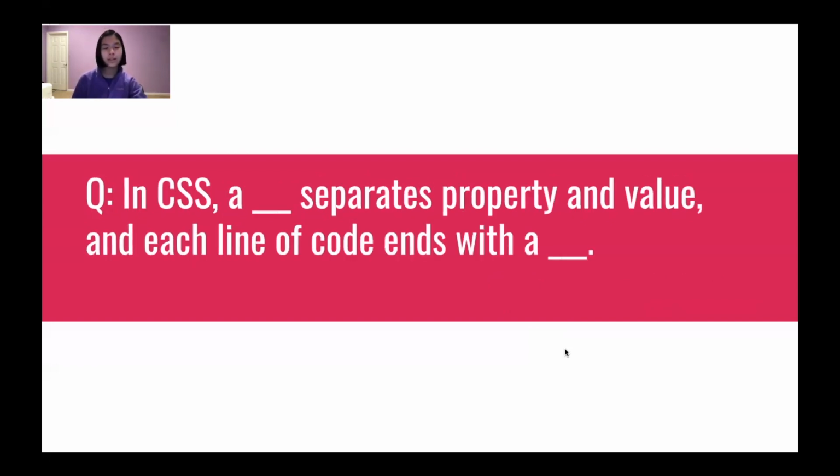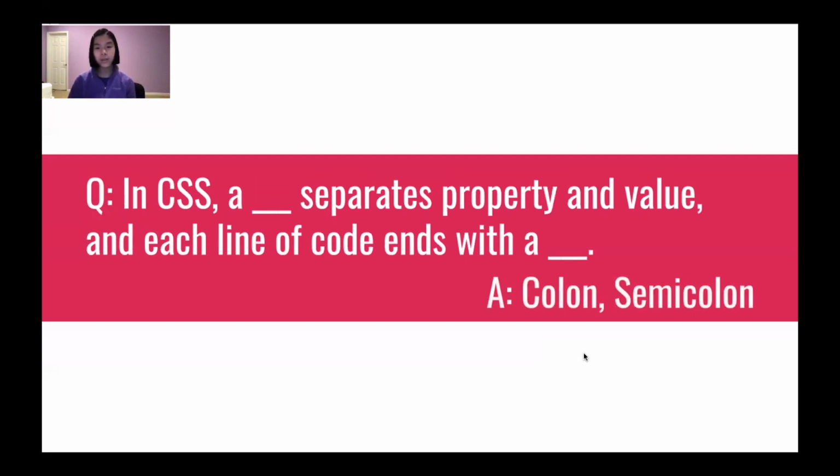All right, in CSS, a colon separates property and value, and each line of code ends with a semicolon. This is just some syntax that you need to remember whenever you're coding with CSS.